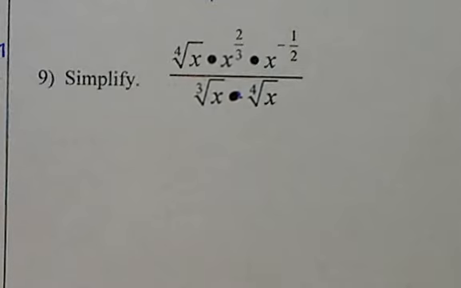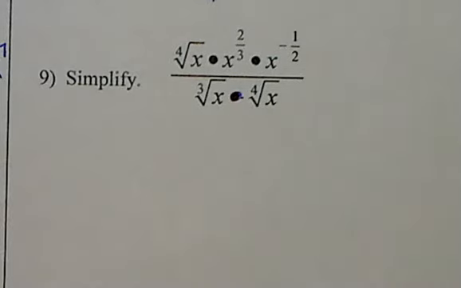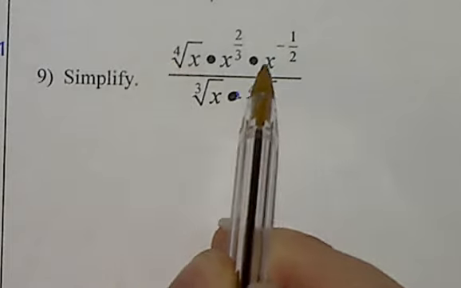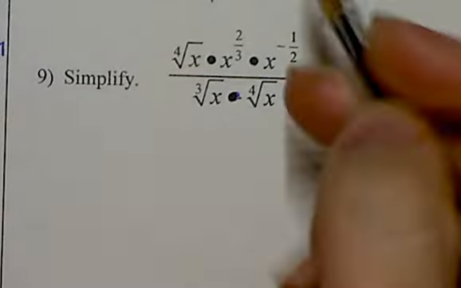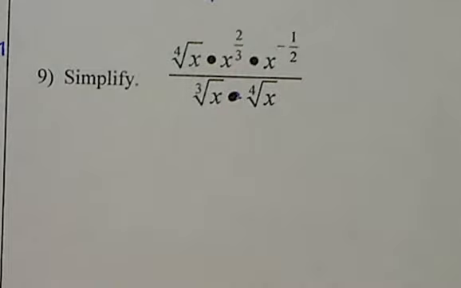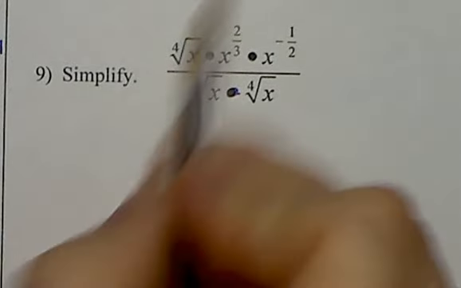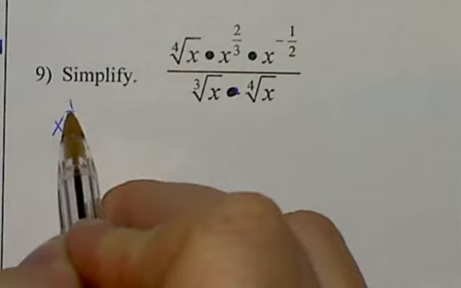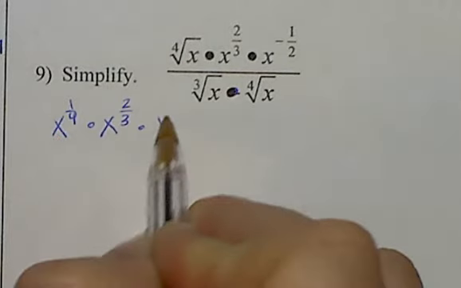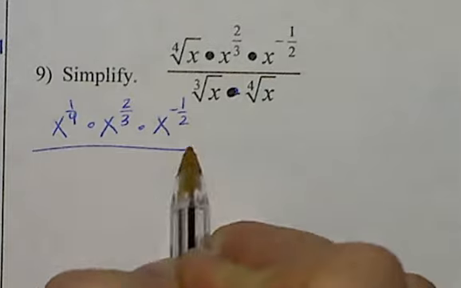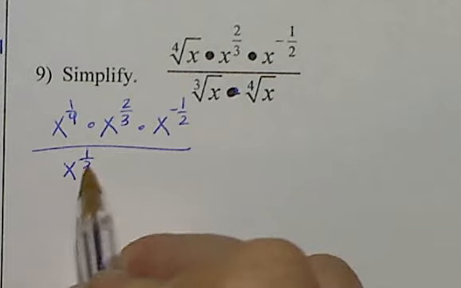In problem 9 and in problem 11, which look very similar, we're asked to simplify the expression. As a reminder, when you have the same base and you're multiplying, you're going to add the exponents. So I'm going to rewrite this in rational exponent form. So I have x to the 1/4 times x to the 2/3 times x to the negative 1/2. And on the bottom I have x to the 1/3 times x to the 1/4.